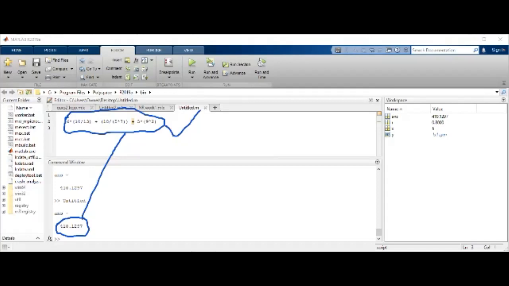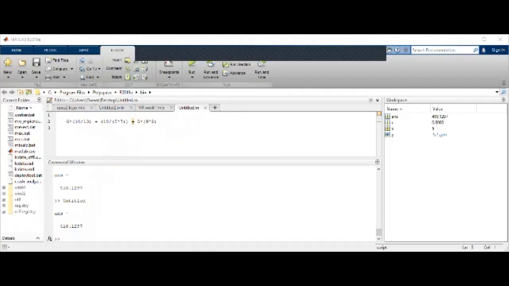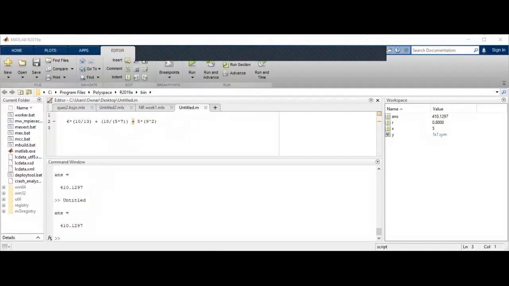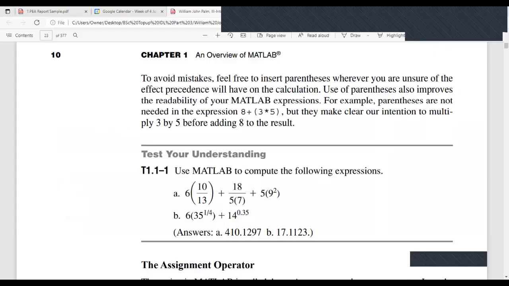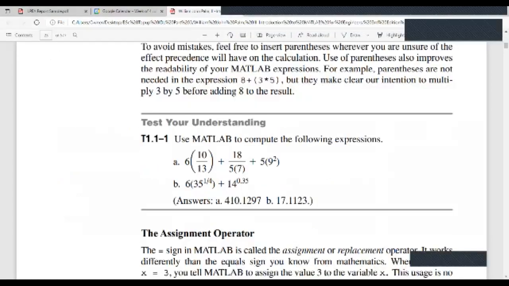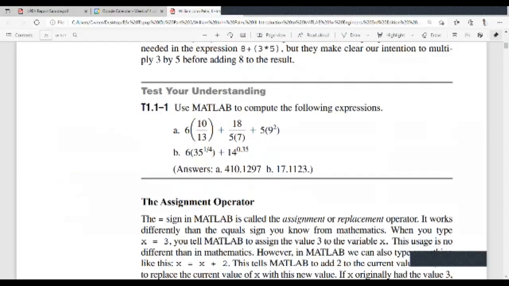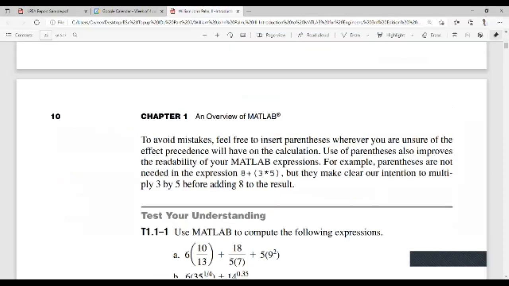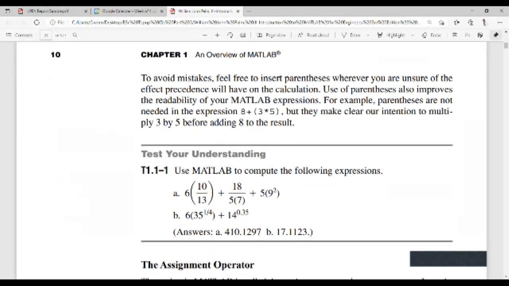Let me unshare this and go to the next question. The next question says we should do 6 into bracket 35 raised to the power 1 over 4, plus 14, plus 0.35. So that is what it's saying, and the answer is 17.1123.